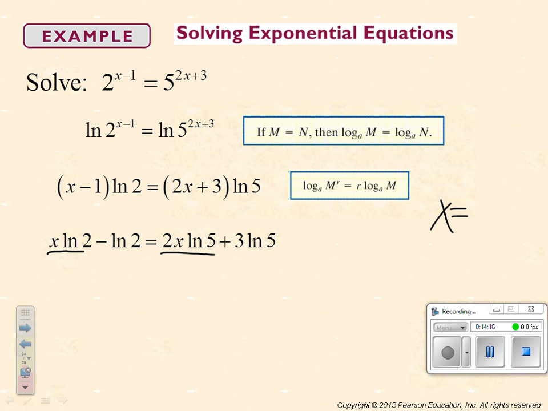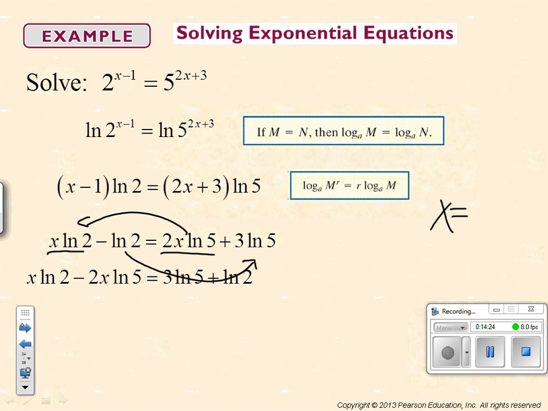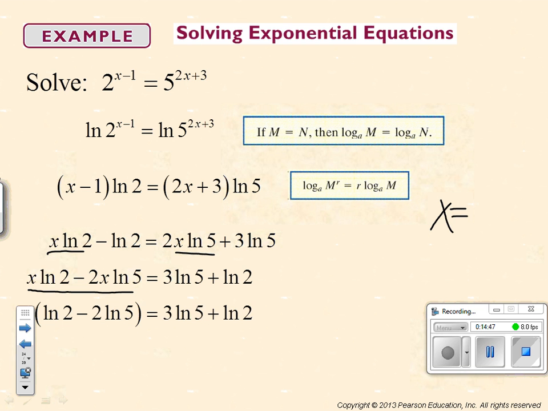What would you like to do next, Allison? Put them on the same side. So let's move this to the left and this to the right. Now I've got all of the x's moved. What would you do next? Say that again. Let's factor out that x. That gives me x times the natural log of 2 minus 2 ln 5 equals the quantity on the right.